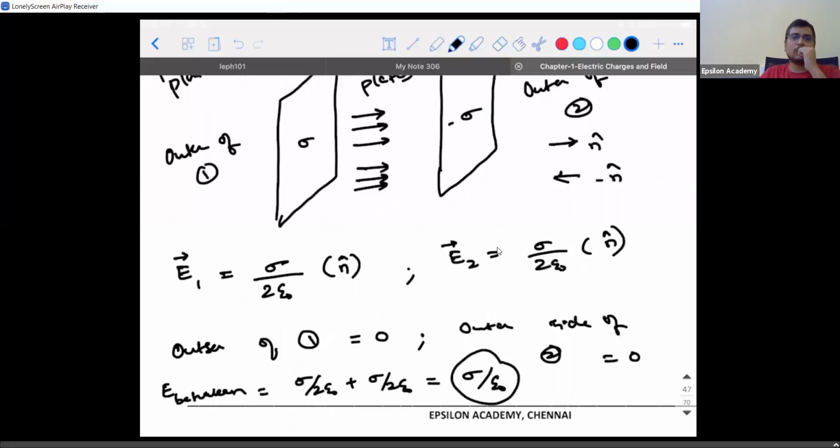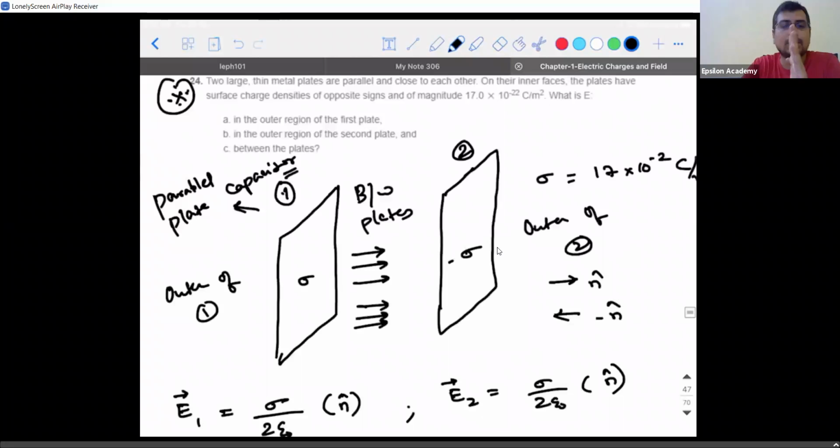Is there anyone having a doubt? Can you explain the second part, that is, the outer surface of 1 and 2? The direction of the electric field, that part I wasn't able to get. If this is a positive charge, okay.